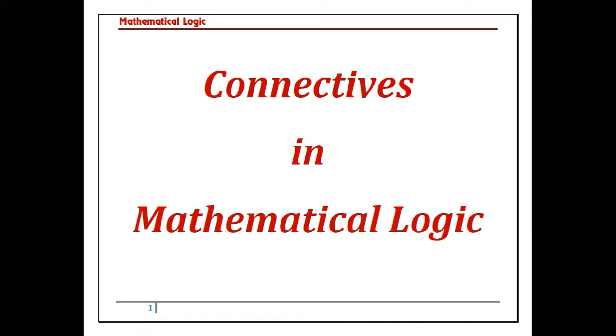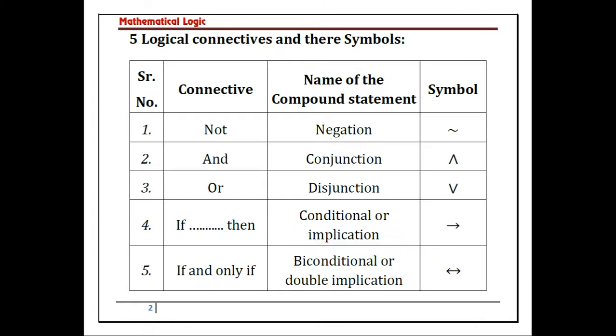Logic and their symbols. Now, these five words, not, and, or, if then, if and only if, which are given in this connective column, are used as connectives in mathematical logic. Consider the first word. If the word not is used, then the corresponding compound statement is called negation, and the symbol is like this one.